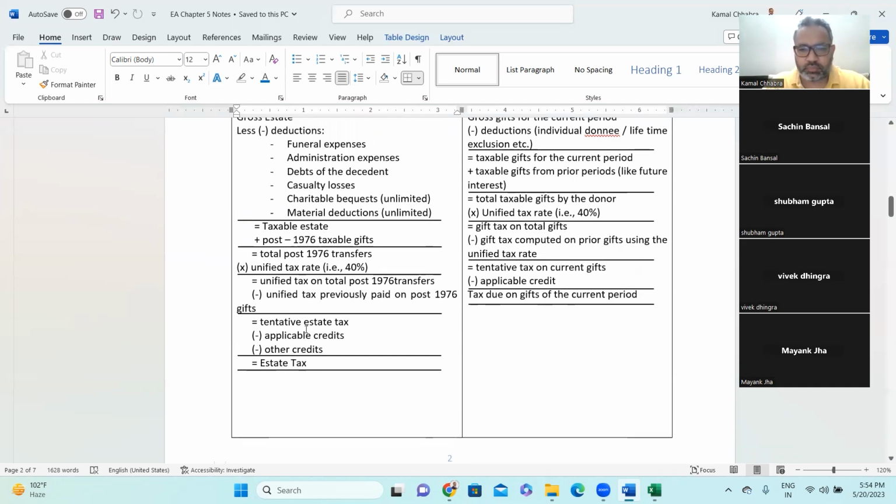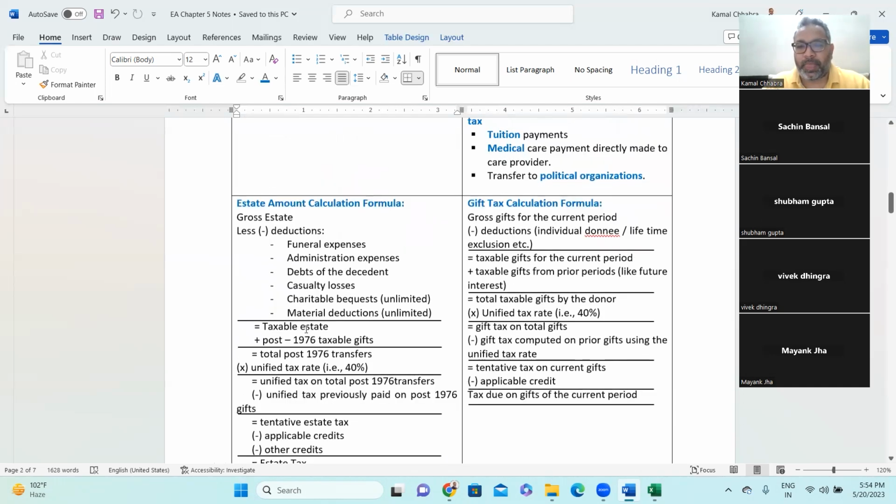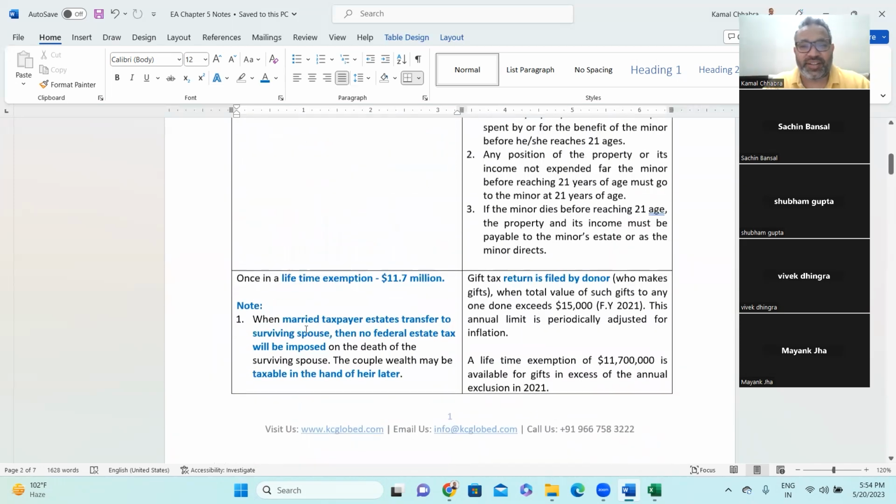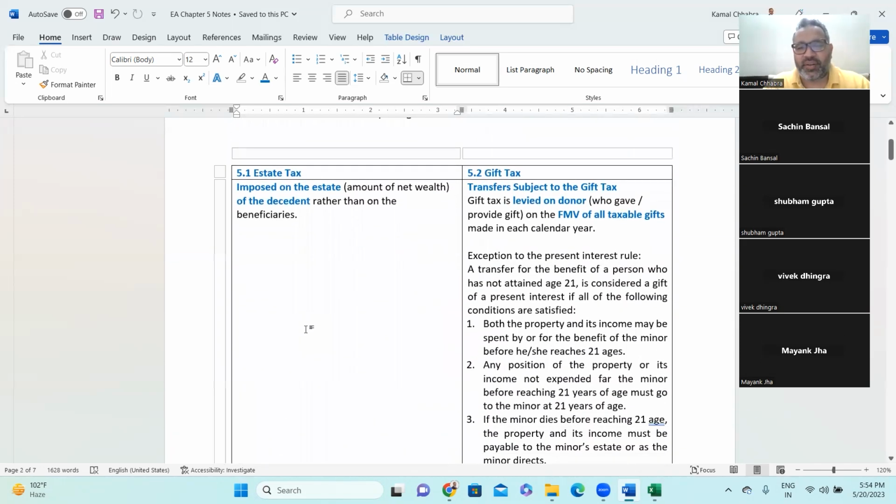The receiver will be taxed or the donor? That you need to answer. It is the very first topic which we have discussed. In the case of an estate, the person who is the executor of the estate needs to fulfill all these formalities and pay the taxes. In the case of a gift, the person who is giving the gift, the donor, has to pay taxes.